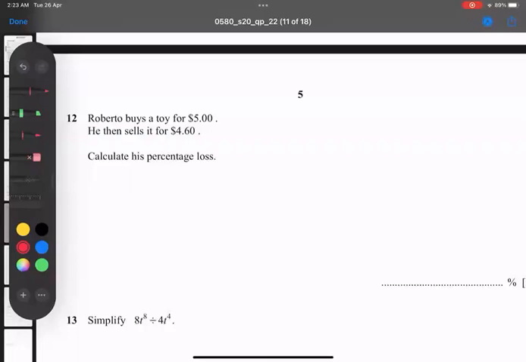We got our answer, so let's go to the next one. R buys a toy for $5 and sells it for $4.60. How much is the percentage loss? We have two techniques. One, we have a formula: percentage loss is the loss divided by the cost price times 100.